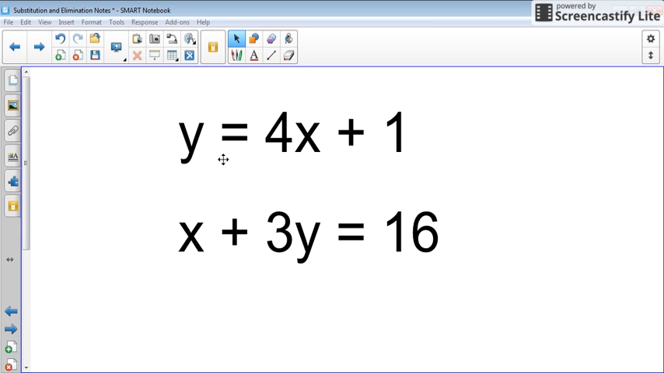Alright, you guys, here is another one about substitution. A little different than elimination, but still not too difficult if you know what you're doing, and I'll help you out with this one.